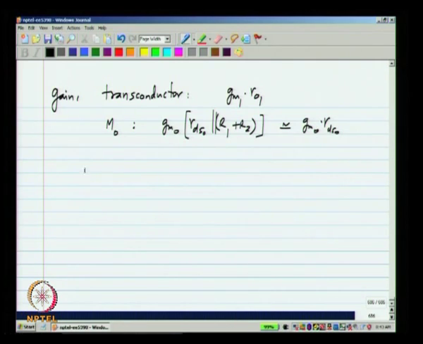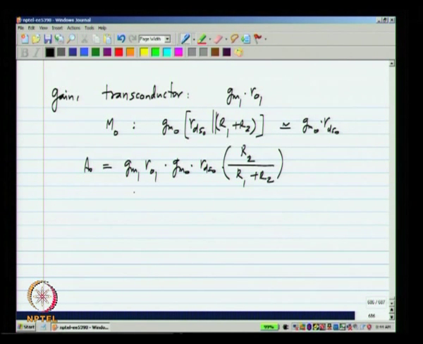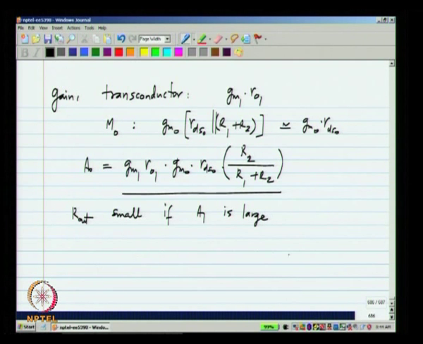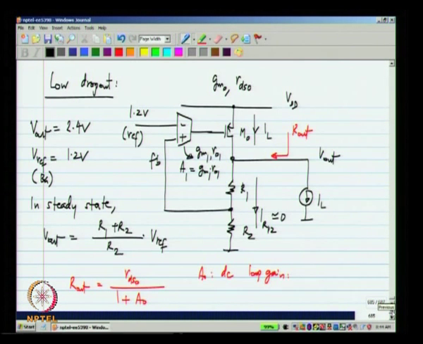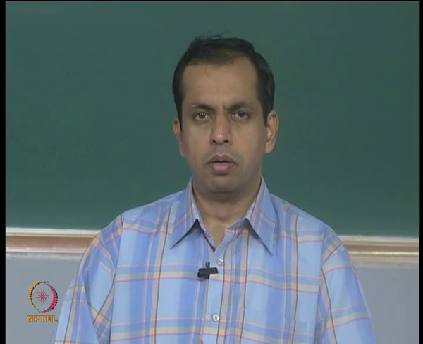So, the loop gain A naught is nothing but GM1 R01 GM0 RDS 0 times R1 by R2 by R1 plus R2. And if this number is made very large, the output resistance will be small. So, it appears that this circuit will do the job by itself, but it is not enough.